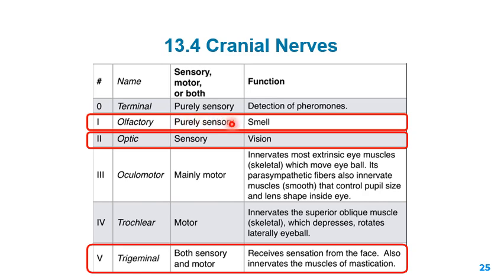So it's purely sensory type of nerve. Okay. How you can remember this? You have one nose, so this is cranial nerve 1. Okay. Another one that is interesting here and is also purely sensory nerve is cranial nerve number 2. That is for vision. That's your optic nerve. Cranial nerve number 2. And yeah, you have 2 eyes, cranial number 2.